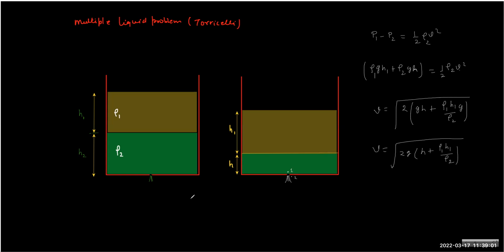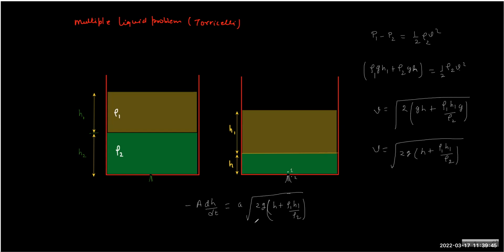So how much time will it take to empty liquid number 2? You can write minus a dH by dt, the typical way of doing it, equals A into root 2g with h plus some constant. So this entire term will behave as a constant till the liquid is coming out. And if you solve this, you will get the time taken to remove liquid number 2. Do you guys realize this? It's purely mathematical.